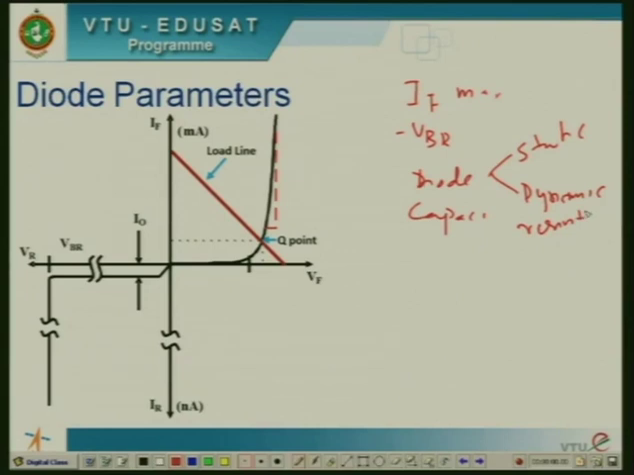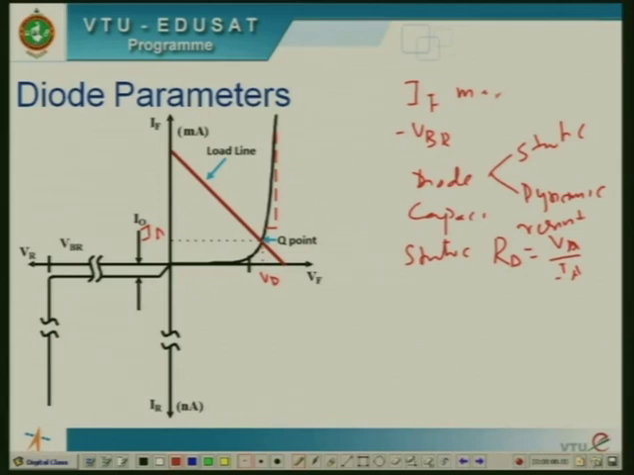The static resistance is defined as the resistance of a diode measured at a particular instant of time. For example, as shown in this figure, at this point the current flowing through the diode is I_A and the voltage across the diode is V_A. Then the static resistance of the diode, denoted R_D, is given by V_A by I_A, which is simply the ratio of the voltage to the current.